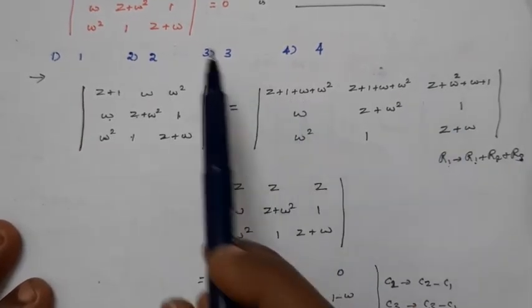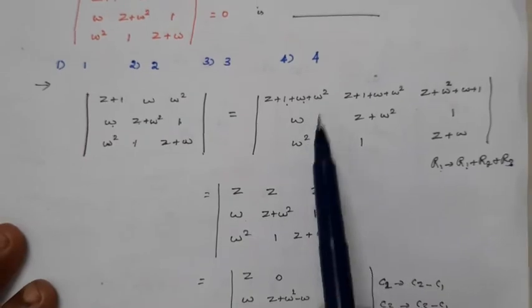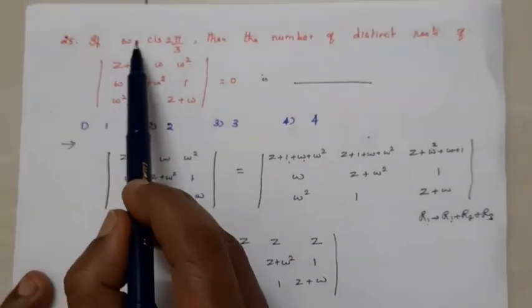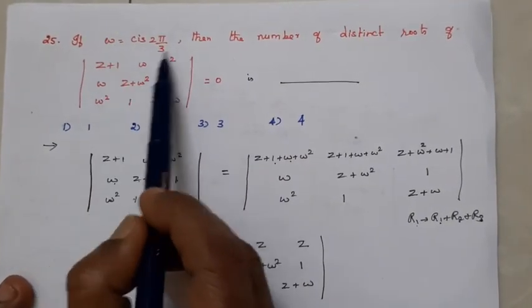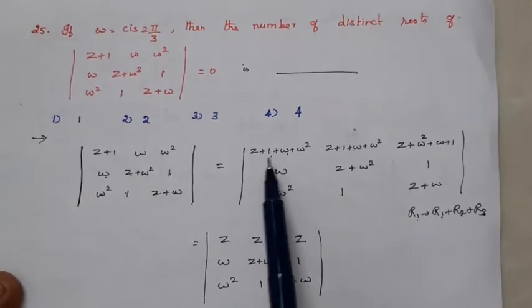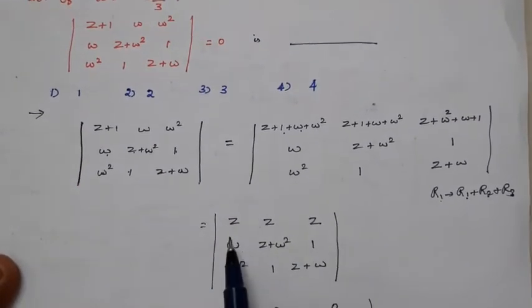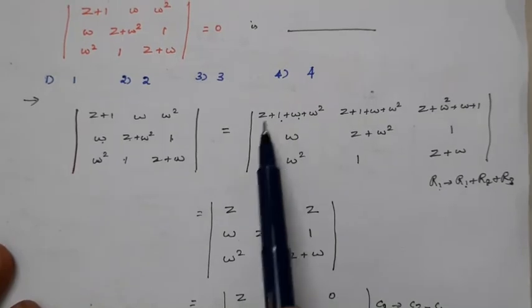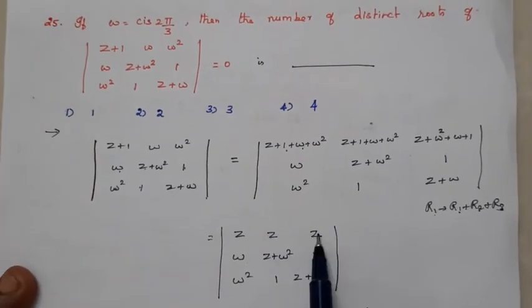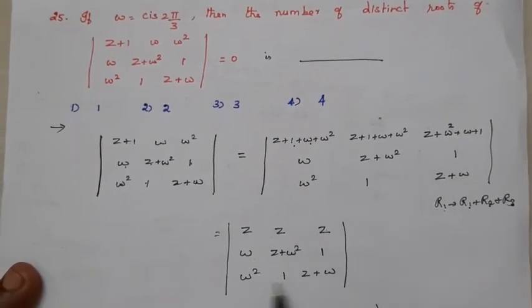As 1 plus omega plus omega squared is 0, because omega is cis 2 pi by 3, which is nothing but a cube root of unity, we have only Z. The first row becomes Z, and the second row and third row remain as such.